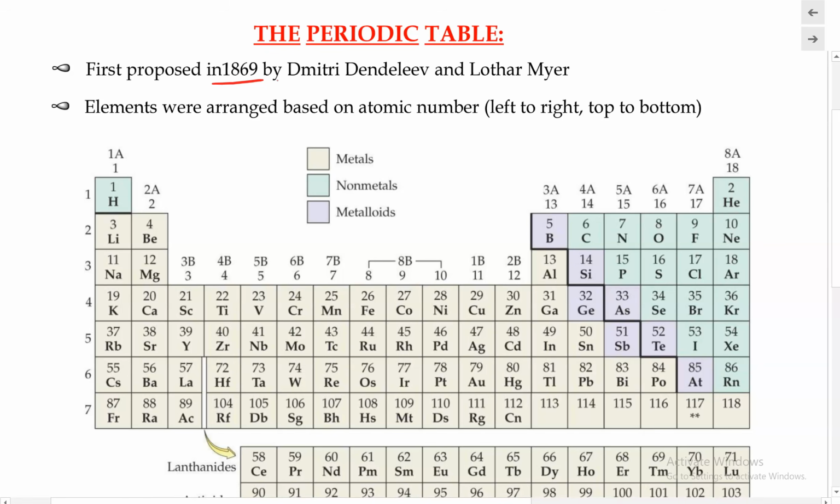Now, initially, the elements were arranged into this table according to the atomic mass, not the atomic number. Later on, we revised it because it is actually more accurate to arrange the elements based on atomic number rather than atomic mass. Depending on the atomic number of the different elements, they are arranged from left to right and top to bottom. So these are the atomic numbers of the elements.